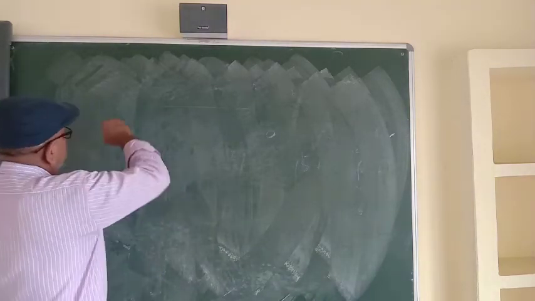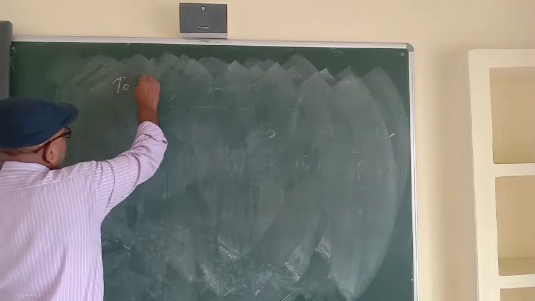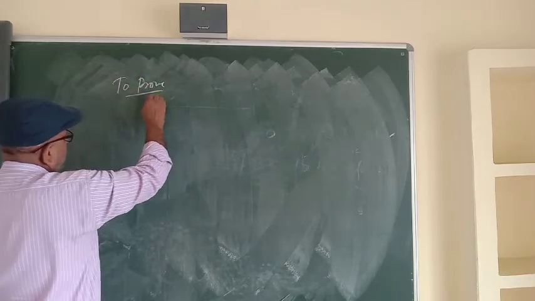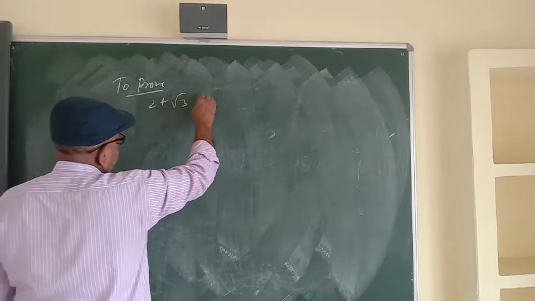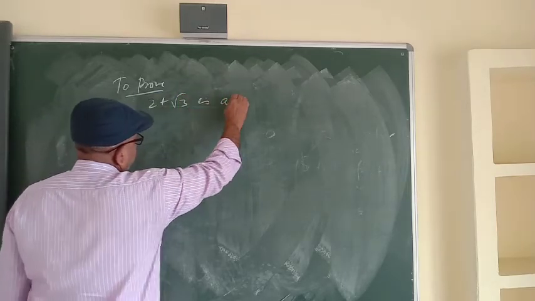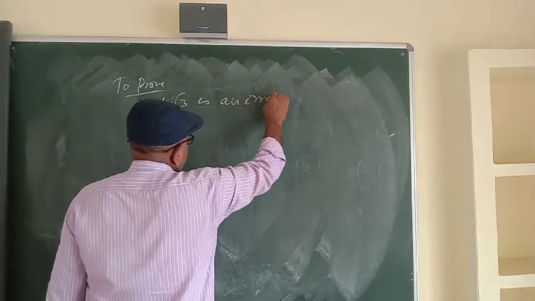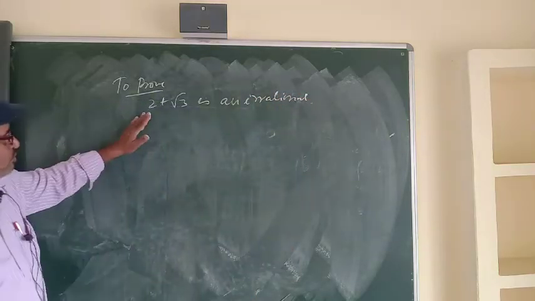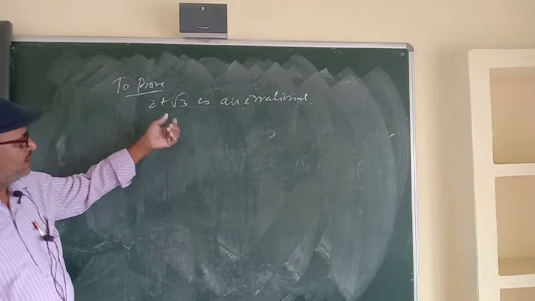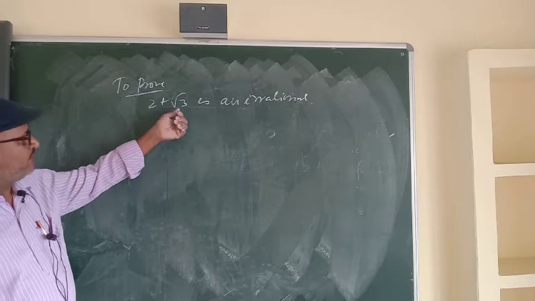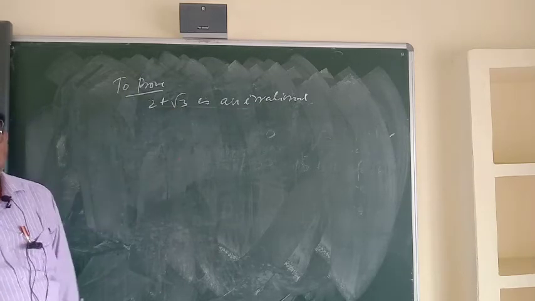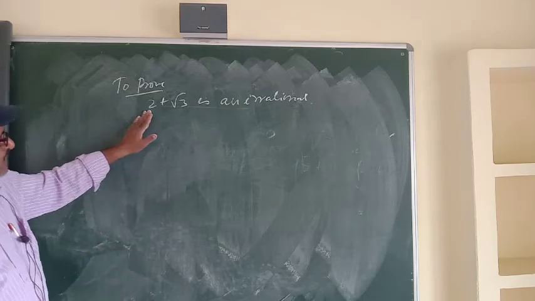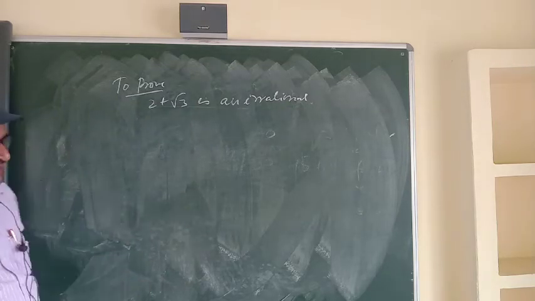Next, suppose we have to prove 2 plus root 3 is an irrational. We have to prove 2 plus root 3 is an irrational. In the previous example, we have proved that root 3 is an irrational. Here we have to show that 2 plus root 3 is an irrational.